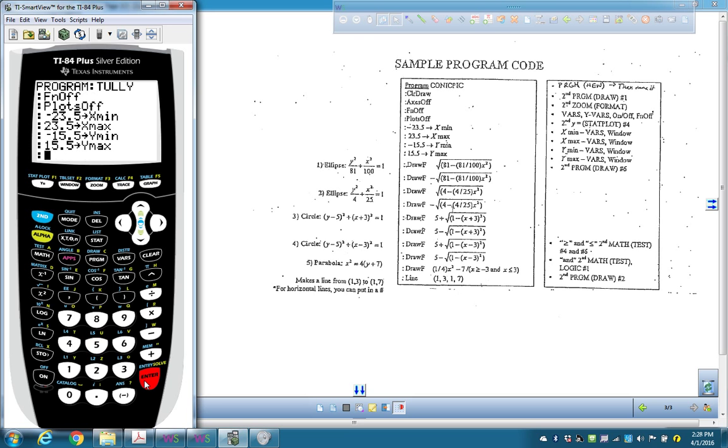All right. So all those steps right now, all they do is clear everything out, get rid of your axes, clear out your stat plots, and set up a window that your program is going to appear in.